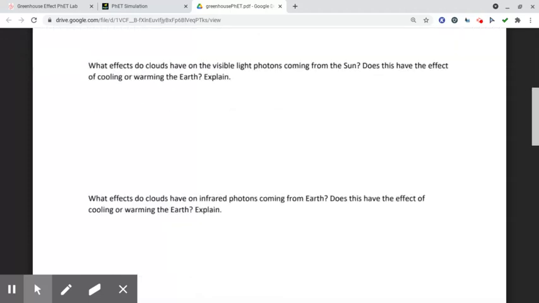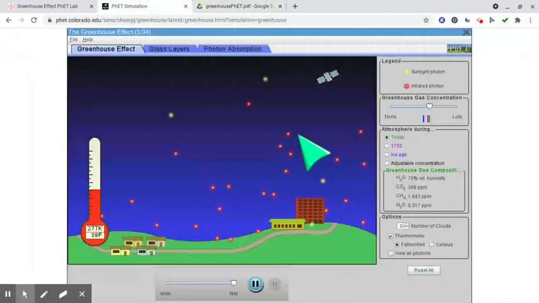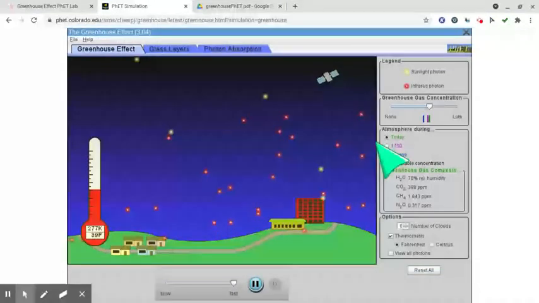What effects do clouds have on the visible light photons coming from the sun? Does this have the effect of cooling or warming the Earth? Explain. Well, we need some clouds, don't we? Let's see. All right.